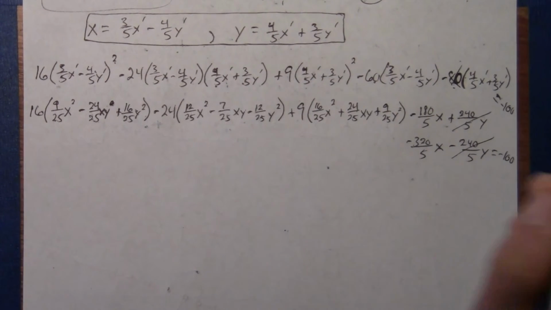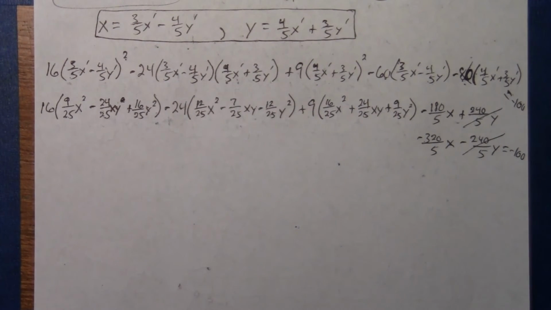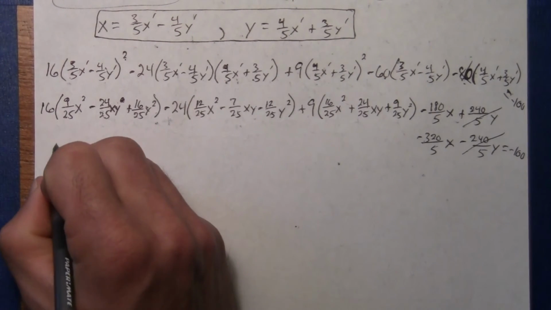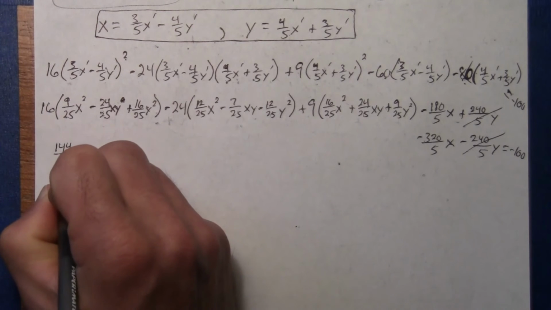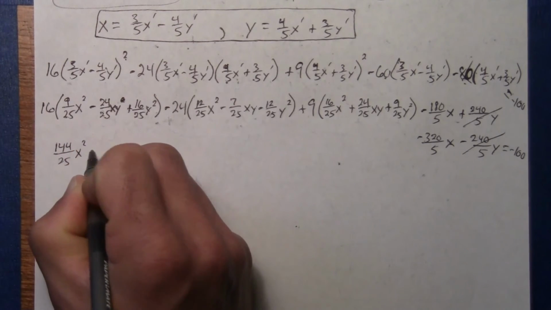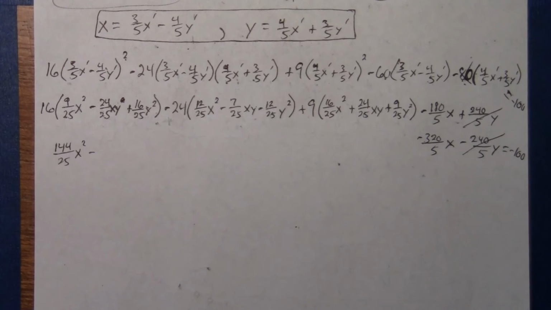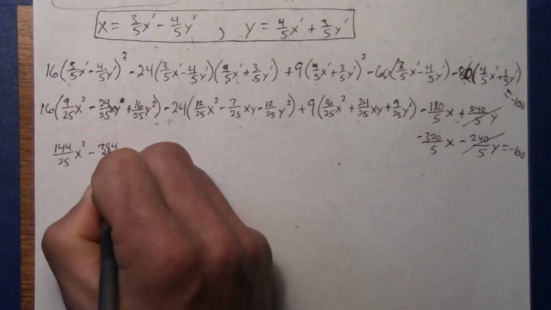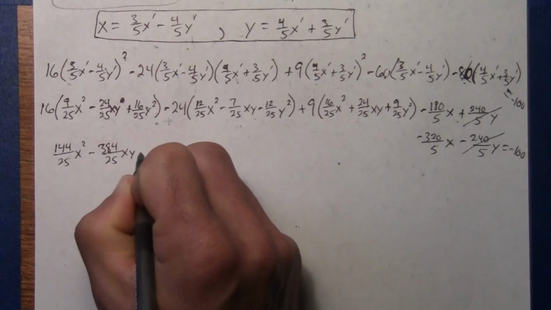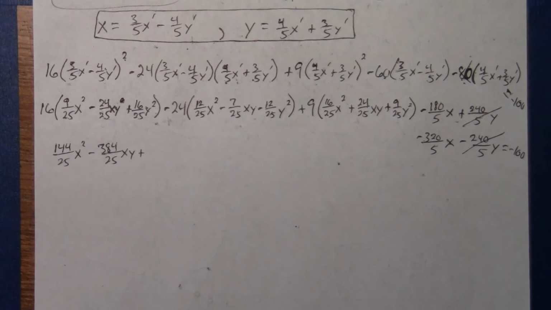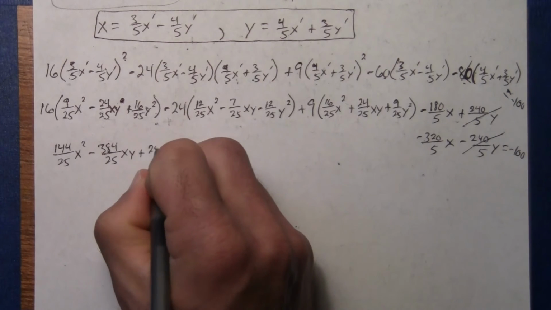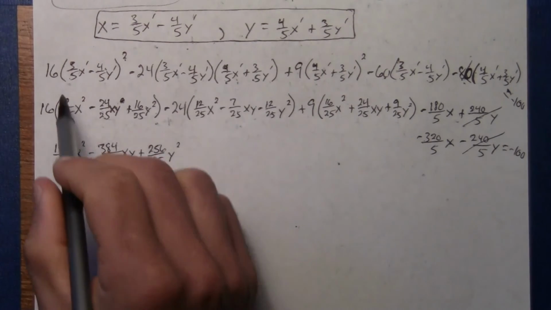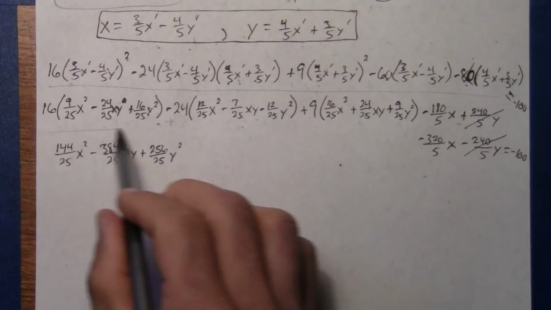That's really nice. Alright, so distribute the 16. At this point, if you need to use your calculator, go ahead and do so. That's going to give you 144 over 25 x squared, minus 24 times 16 is going to give you negative 384 over 25 xy. 16 squared, you might know what that is, it's 256. If not, no big deal. Over 25 y squared. If it helps to do something like this to separate your steps, you can obviously do that too.